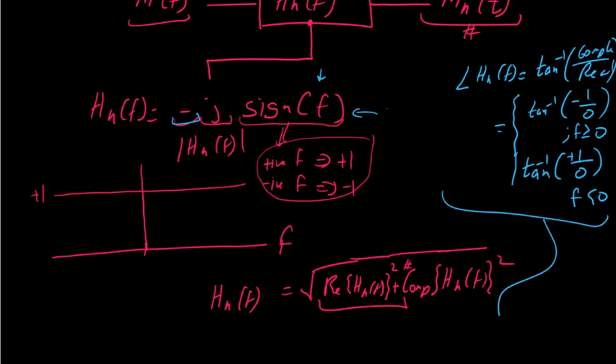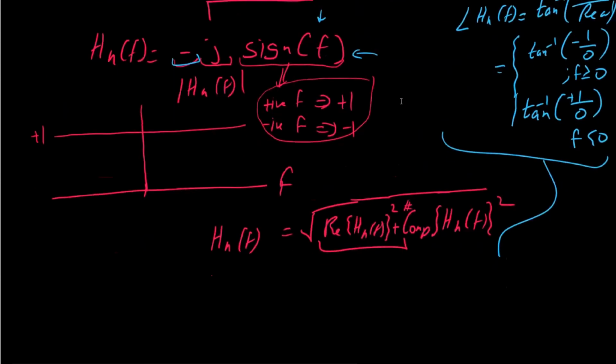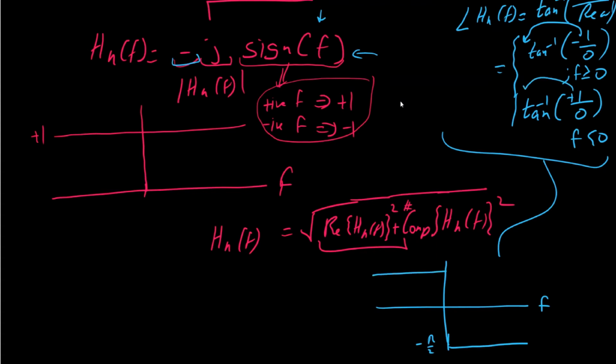So based on this intuition, we can say that for the phase response at positive frequencies, this minus will come out. So we would have minus tan inverse of 1 by 0, and tan inverse of 1 by 0 is simply pi by 2. But then we would have this minus, so we would have a minus pi by 2 for all positive frequencies, and for all negative frequencies, this plus will come out, and tan inverse of 1 by 0 is again pi by 2. So for all negative frequencies, we would have the phase of plus pi by 2.